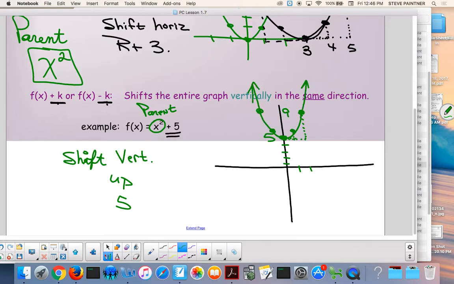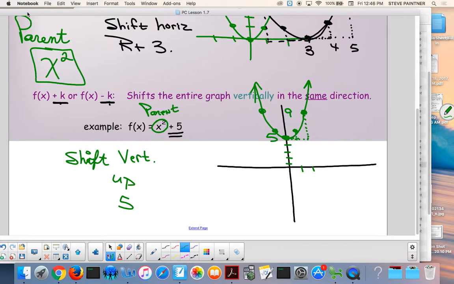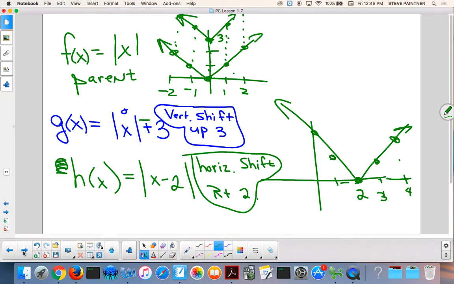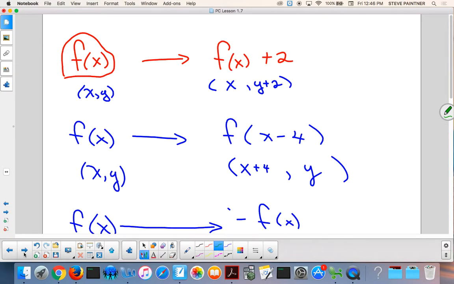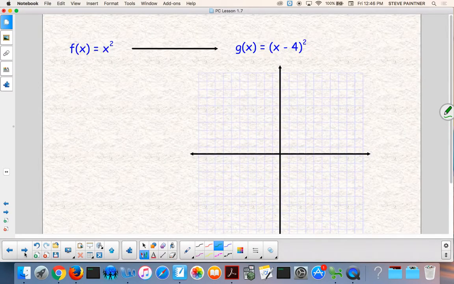Okay, good. If the parent helps, draw the parent, and just lift it up 5 units. Okay, all right, keep going. There you go. Do that one. Oh, this one should be so easy because we just about did it.